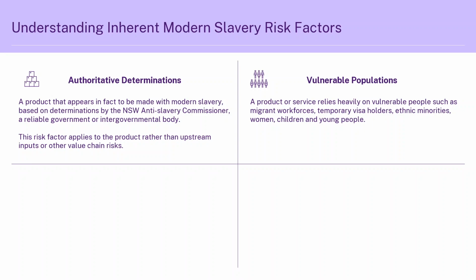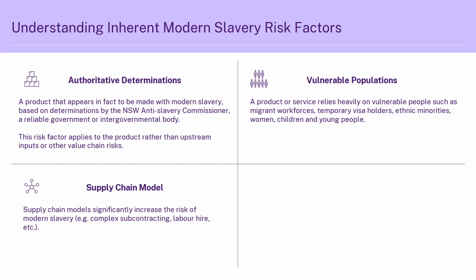The supply chain model risk factor is triggered when the supply chain significantly increases the risk of modern slavery. Examples include extensive subcontracting, labour hire agreements, limited worker rights and representation, and high rates of employee turnover.